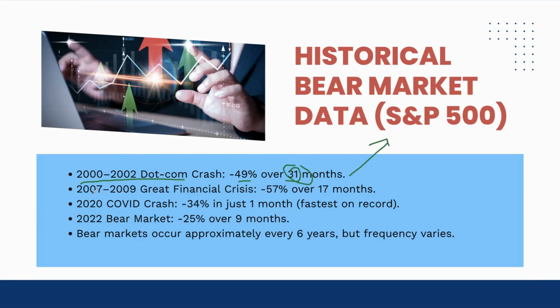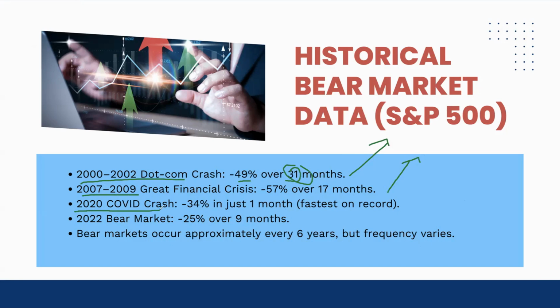Okay. I talked a little bit about the great financial crisis, 2007 to 2009. This is when they were giving all those mortgages out that they should not have. And that didn't work out very well. The banks became insolvent. They didn't have any liquidity. And we saw a 57% drop in stocks over 17 months. But what happened? Market recovered and went higher.